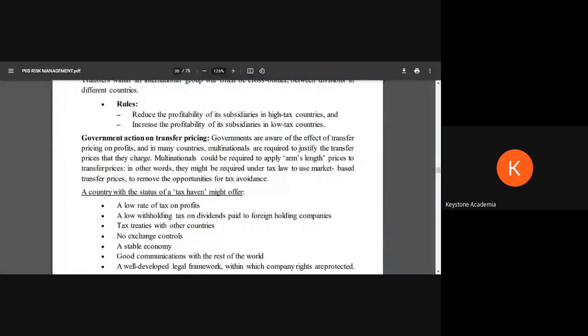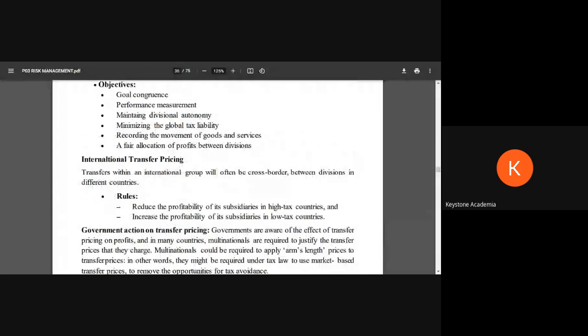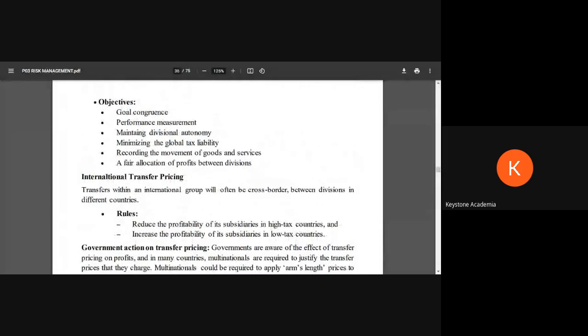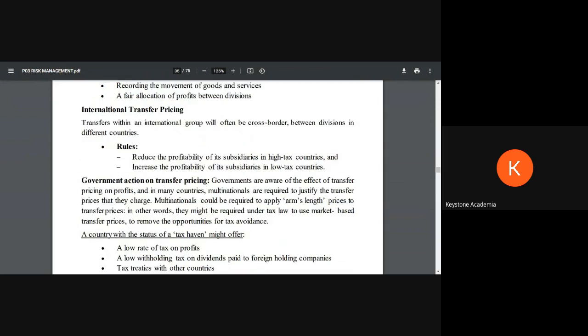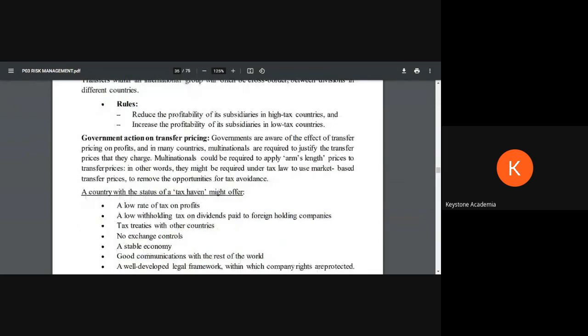Objectives of this transfer pricing. So they have given some objectives also why transfer pricing is important. Goal congruence, performance measurement, maintaining divisional autonomy, minimizing tax liability. We'll see all of this, but now from this risk chapter, it is all about how it can be a source of reputational risk. Even government is taking strict actions on that. They're trying to sometimes reduce the tax rate. They are trying to put more strict rules in that so they don't end up losing the tax money.